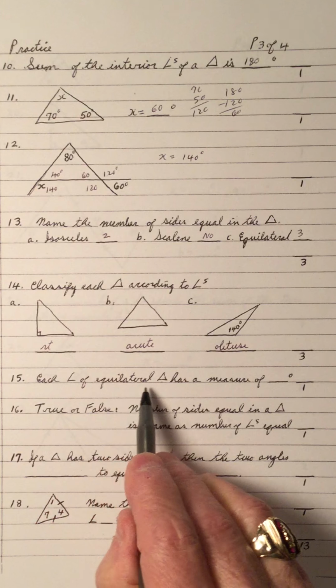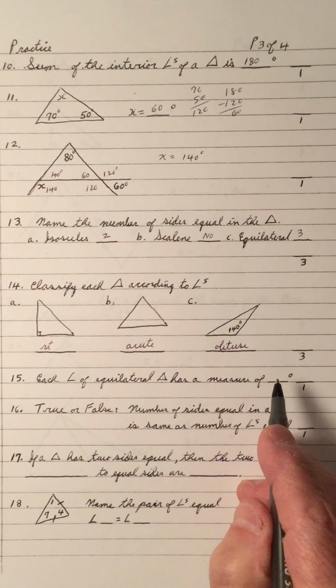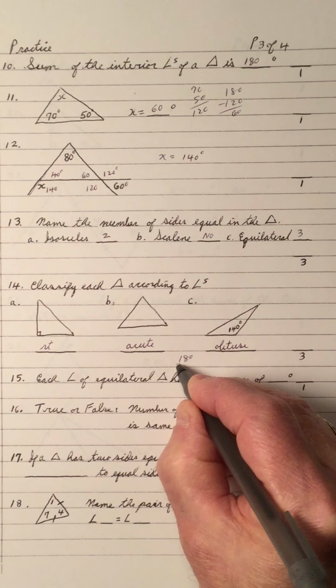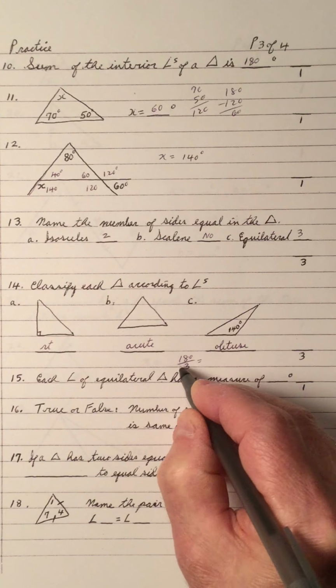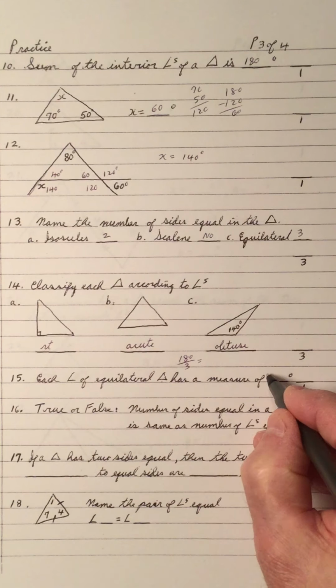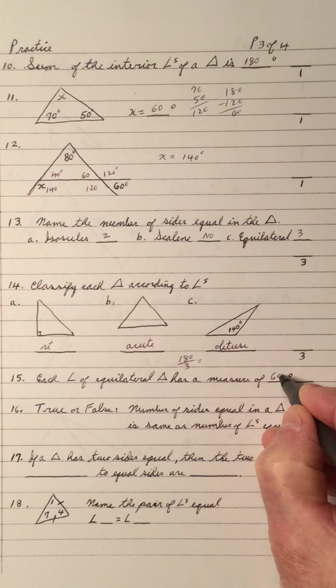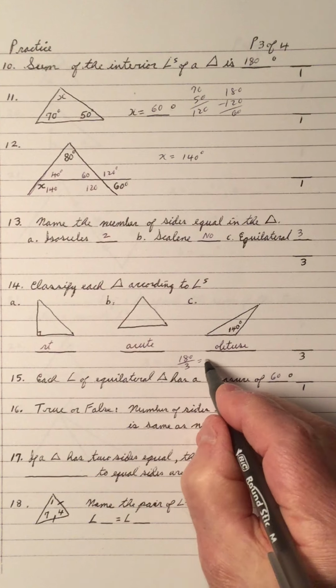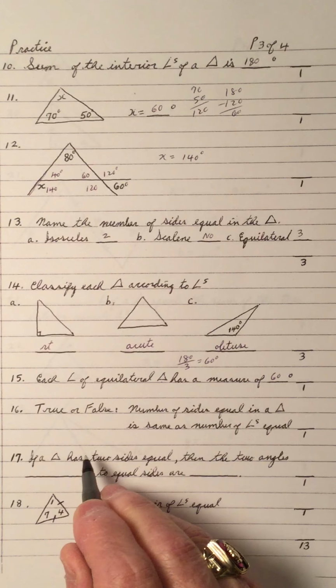Each angle of an equilateral triangle has a measure of, so if a triangle has 180 degrees, and all the angles are equal, because all the sides are equal, then each angle is 60 degrees, because 60 plus 60 plus 60 is 180. So 180 divided by 3 is 60.